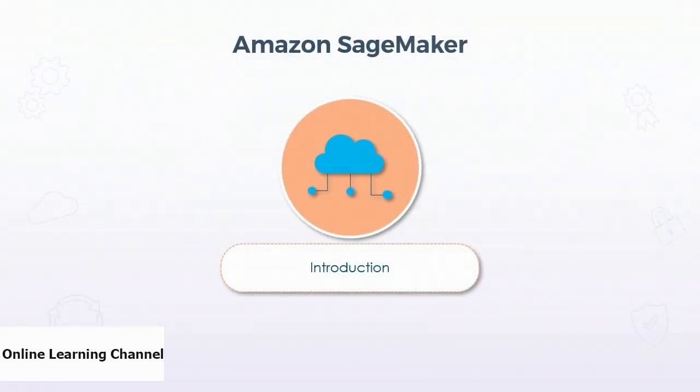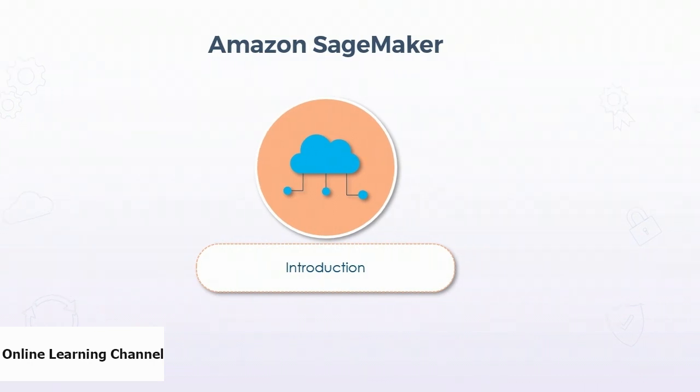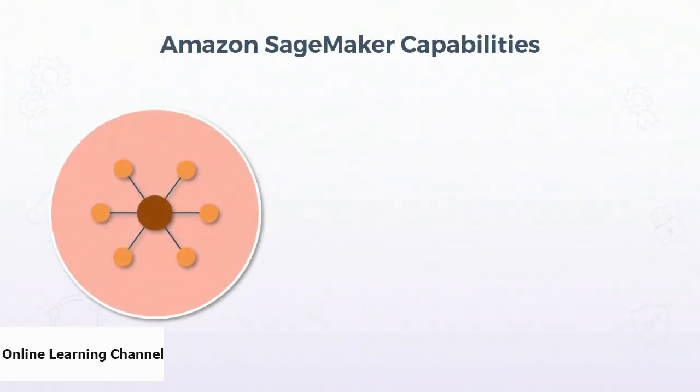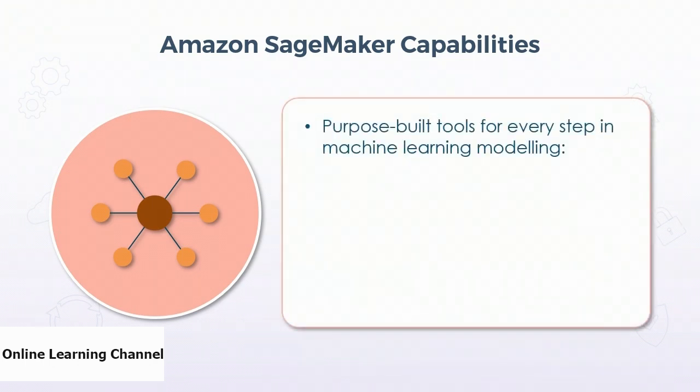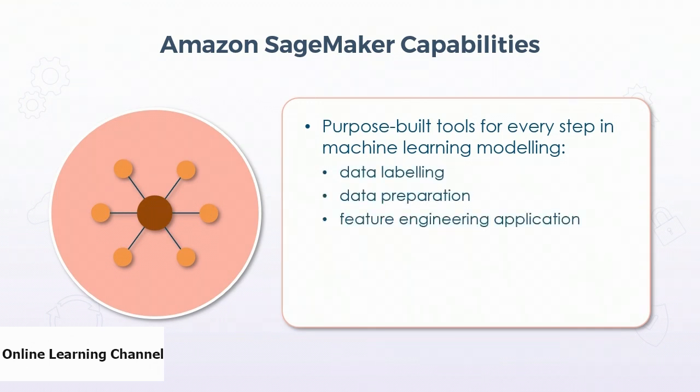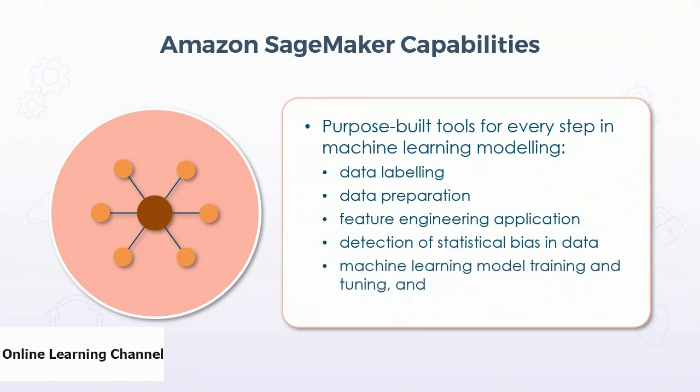In this video, we will understand what Amazon SageMaker is and briefly learn about its capabilities. Amazon SageMaker is a cloud-based platform that enables data scientists and data engineers to build, train, and deploy efficient machine learning algorithms quickly. SageMaker has advanced capabilities and purpose-built tools for every step in machine learning modeling, including data labeling, data preparation, feature engineering application, detection of any statistical bias in the data, training and tuning machine learning models, and finally deploying and monitoring them.